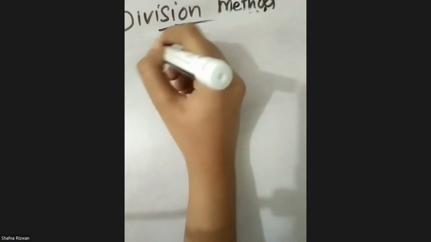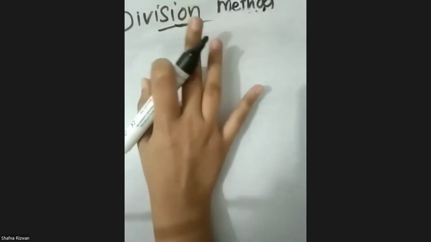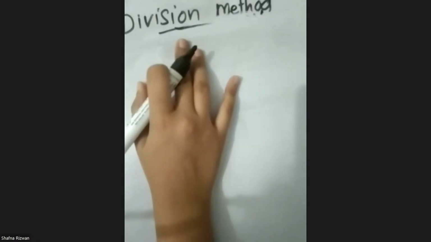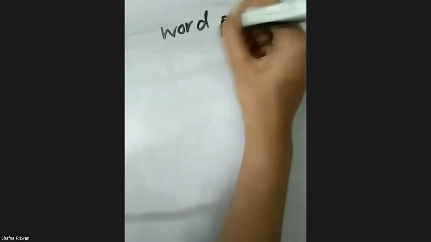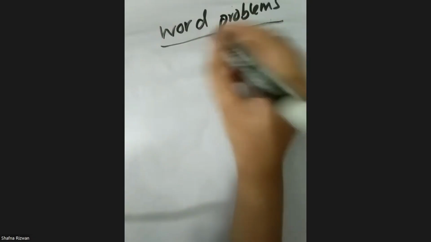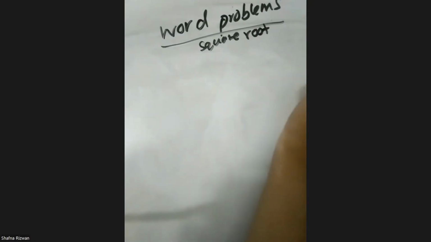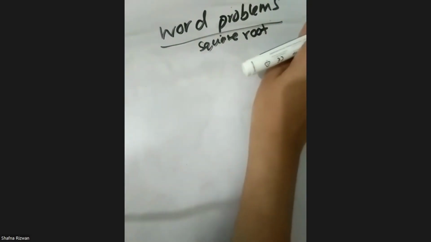Okay, another question. Let's do it. See here, all of this time we were doing the division method. Now what we are going to do here is some word problems, or you can say, we are going to solve problems, word problems, by using square root. How are we going to do that?